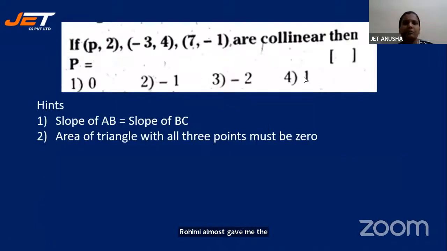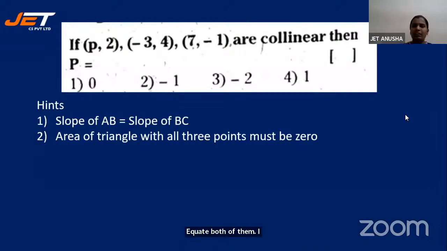So the next question. If (p, 2), (-3, 4), (7, -1) are collinear, then p is equal to 0, -1, -2, 1. Hence, slope of AB is equal to slope of BC. Here you need to find the slopes and equate both of them.